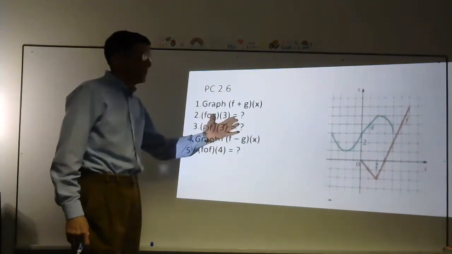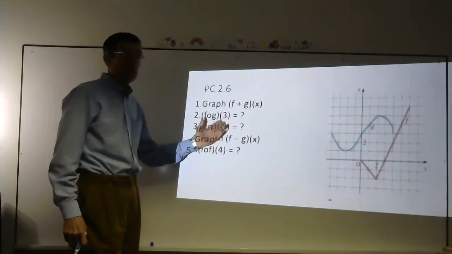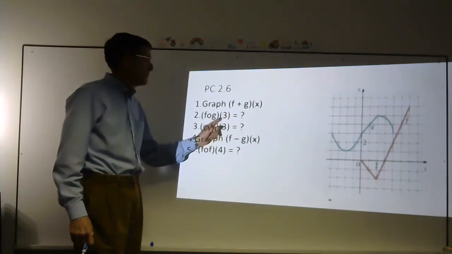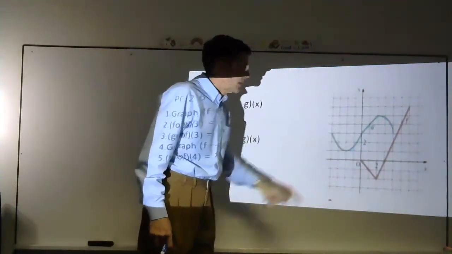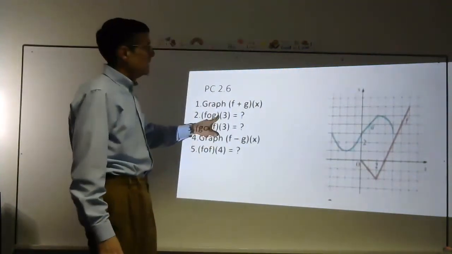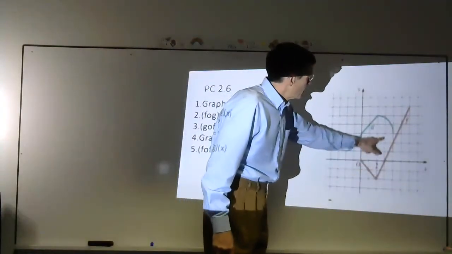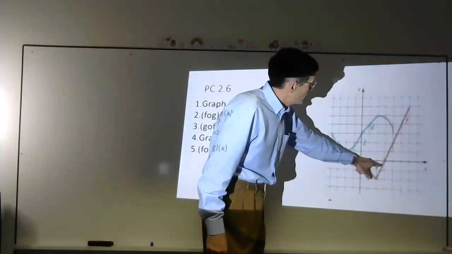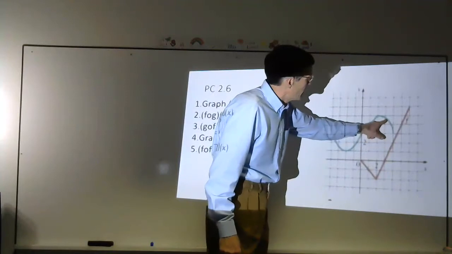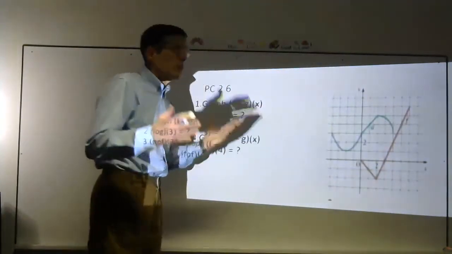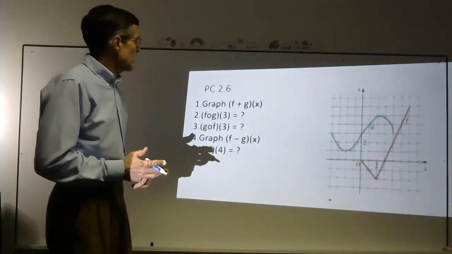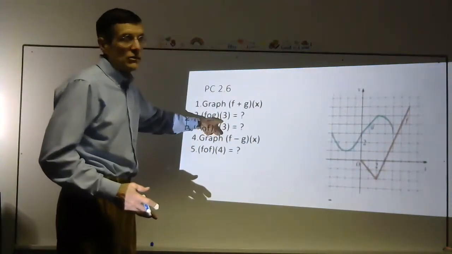If you have f circle g of 3, don't you have to do the second one first? You do g of 3 first. Now g is the bluish greenish one. So where does 3 go? On the bluish greenish one, it goes up to 1, 2, 3, 4, and not quite 5. I'm thinking it's like 4 3/4 or something like that. That's what g of 3 is.